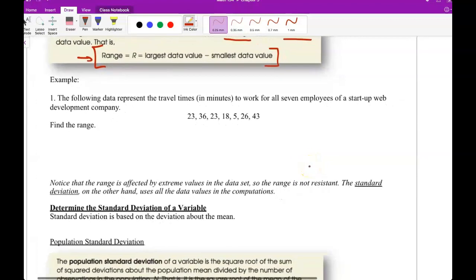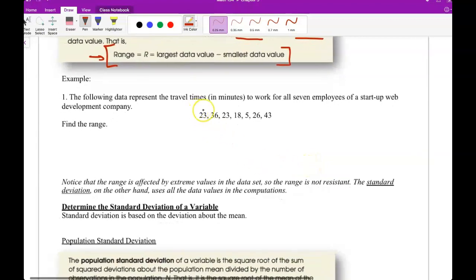Example number 1, the following data represent the travel times in minutes to work for all 7 employees. Here we have all 7 employees. If you remember, we had exactly this one in the previous section, example number 3, part A. And I said that since we worked on median, it doesn't matter if that example is sample or population, because you're working on median.